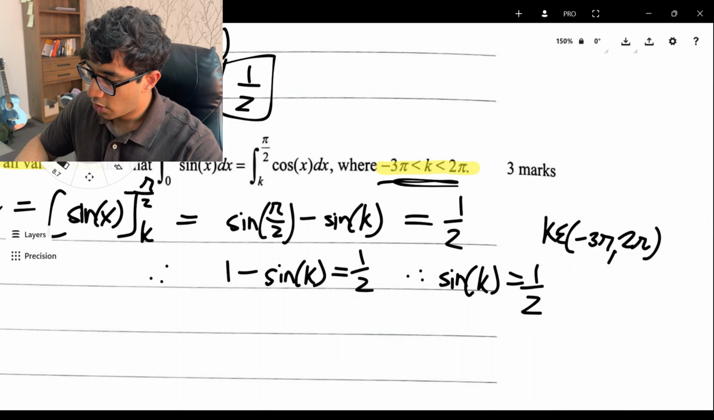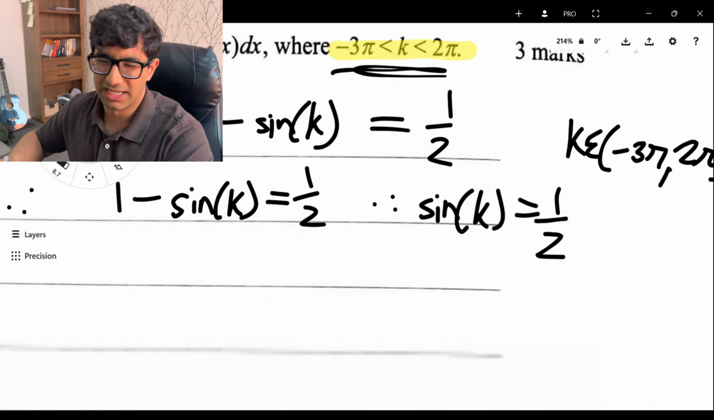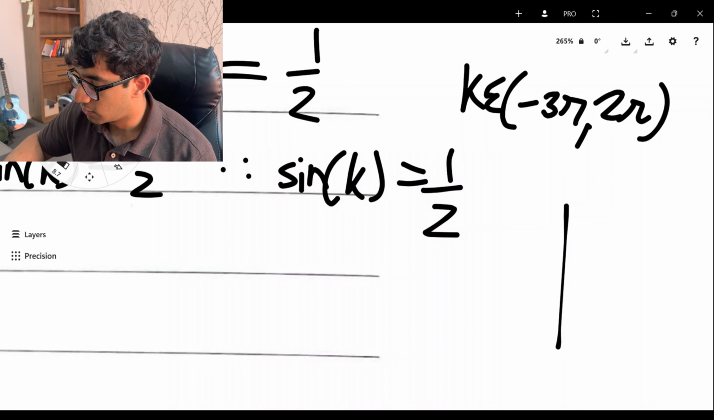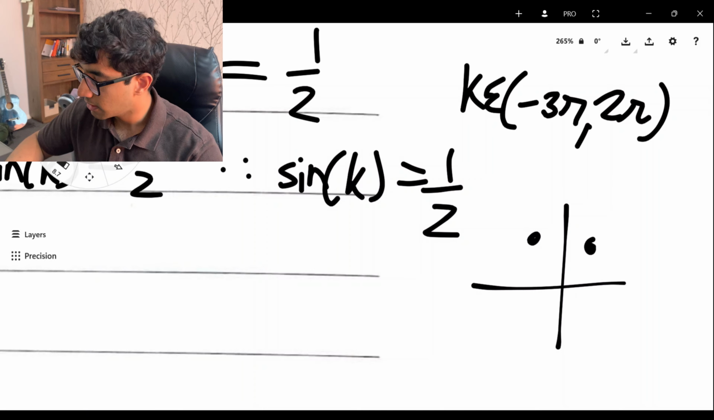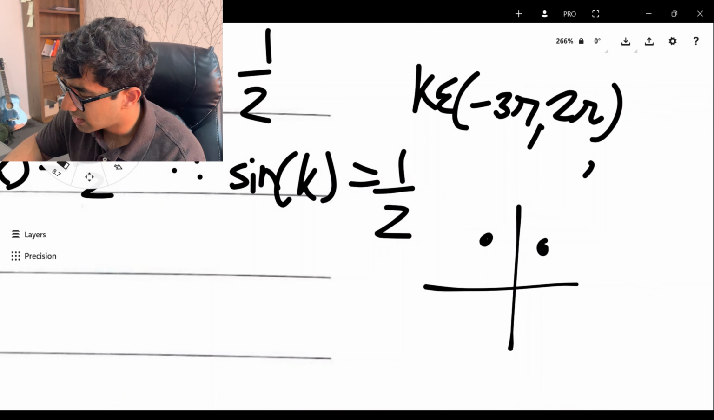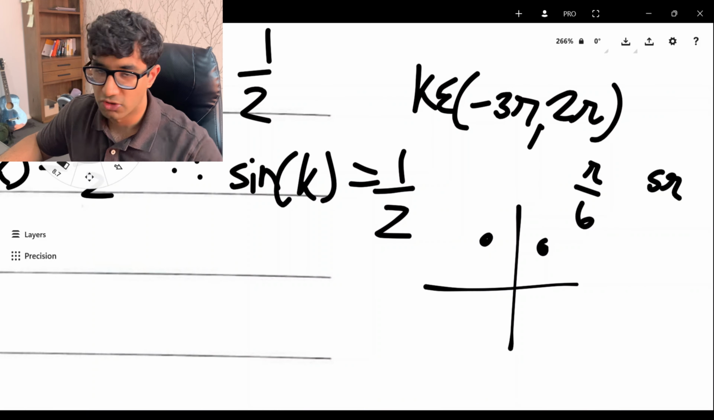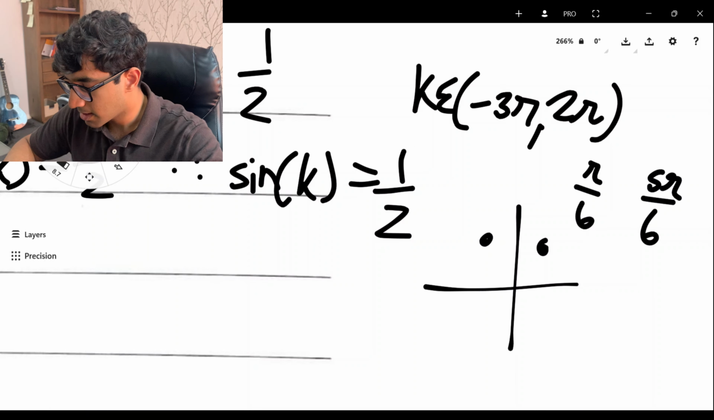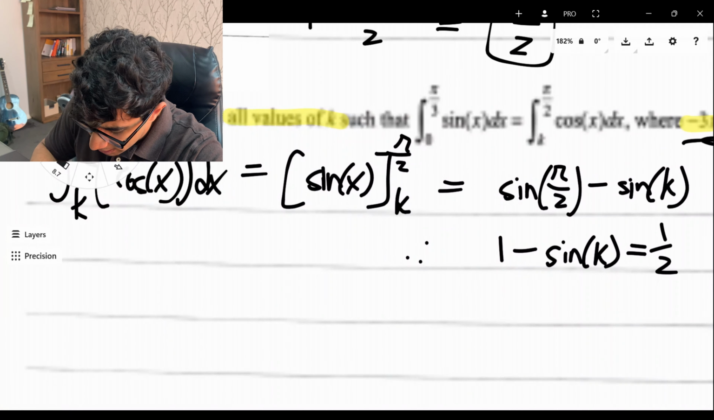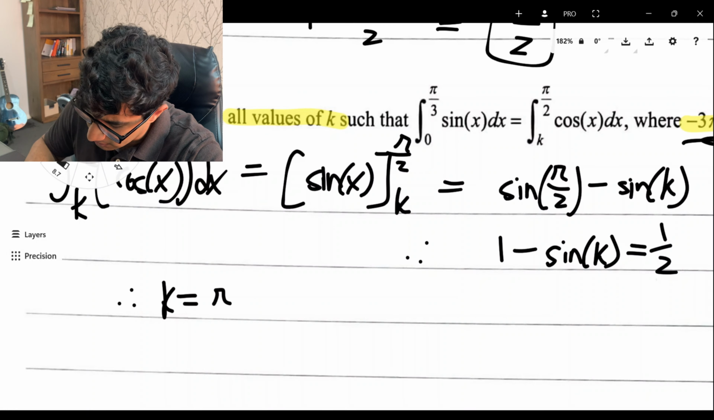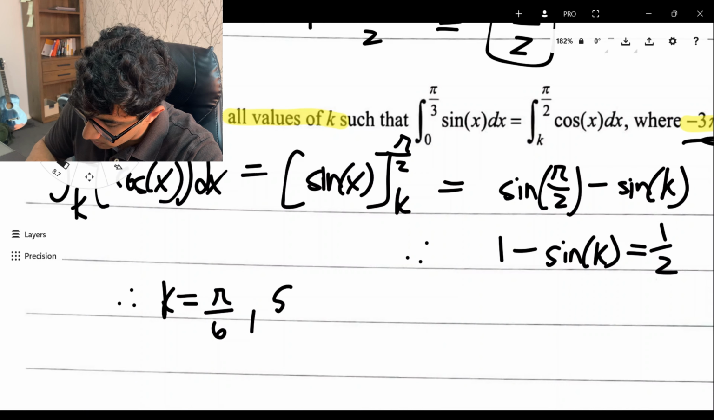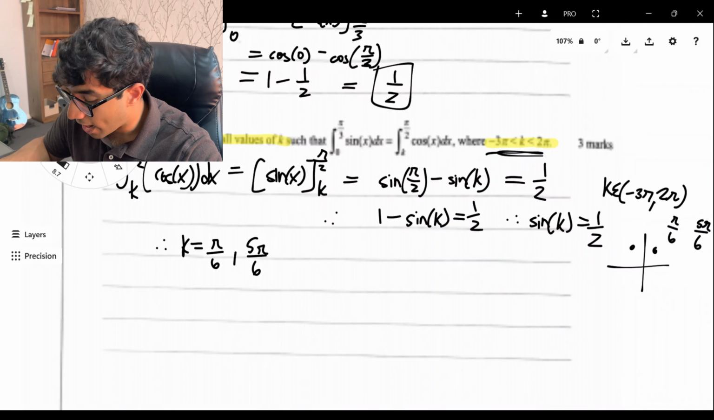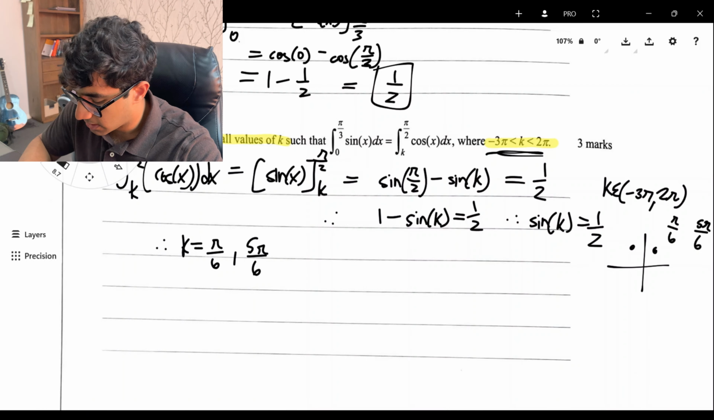So what are the two base values in this case? Base values is a term I use, but there are two quadrants here, this one and that one, because sine is positive. It would be either pi over 6 or 5 pi over 6. Those are your two base values. Then we can add or subtract periods accordingly. So k can equal pi over 6 or 5 pi over 6. Those work, and we can try adding and subtracting periods.